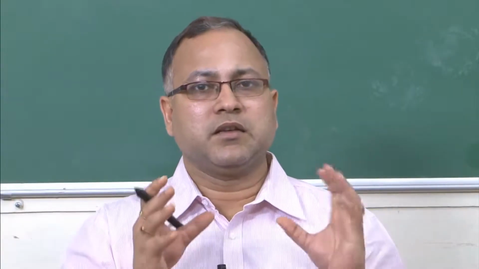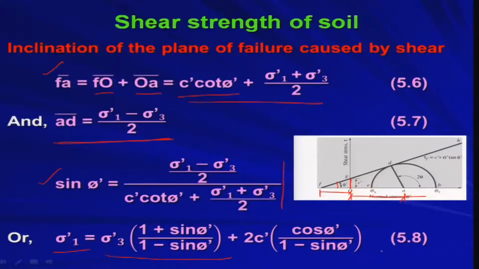However, it is already accepted that these parameters are effective parameters. Anyway, equation 5.8 gives the relation between the major principal stress and the minor principal stress, along with c, the cohesion, and phi, the angle of internal friction.